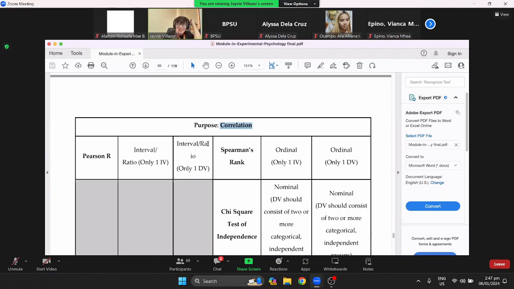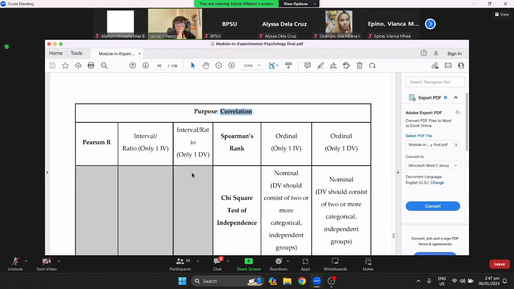Again, parametric. And we want to know the correlation between your variables. Okay, you have two variables. You have the variable 1 or the independent variable, and you have another variable, okay, or your variable 2 or dependent variable, and then they are interval ratio, and your participants are 30 and above, and normally distributed, then ang gagamitin mo ay Pearson R. Okay?